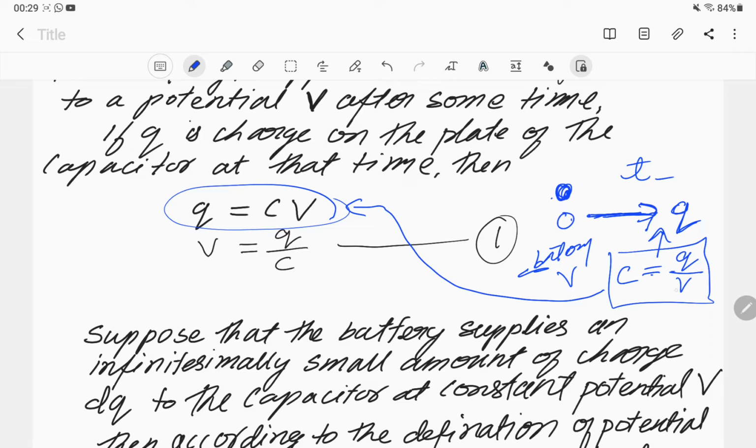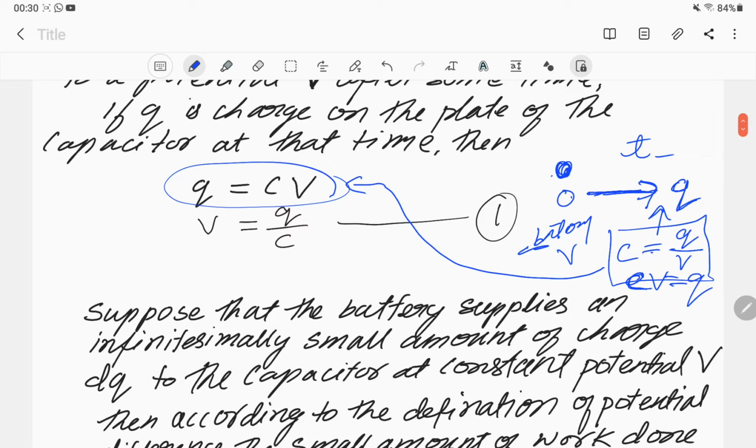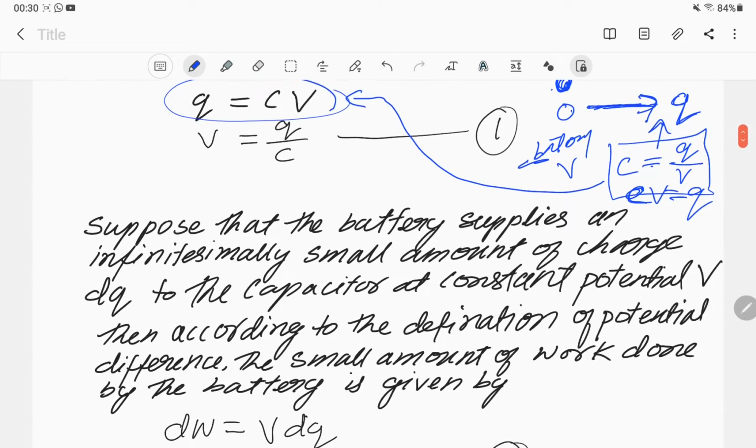Now from this formula, C into V equal to Q. So Q equal to CV, and in terms of V also you can find. Keep V on one side and take C on the other side, so the C will go downside. So make this equation 1.